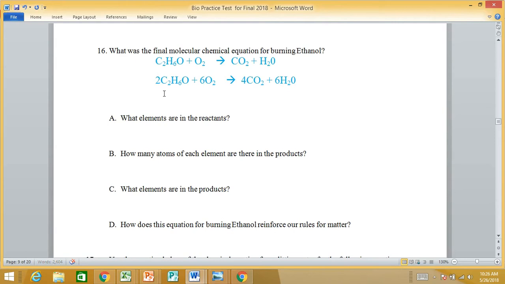So this means that over on this side, I'm going to have the same number of carbons and oxygens. I'm going to have 4 carbons over here. That means I have 4 over here. I have 12 hydrogens here, and I've got 12 over here. I've got 14 oxygens here, 2 here, plus 12, and 8 here, plus 6, 14.